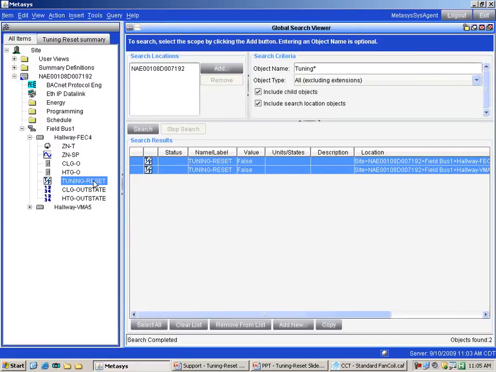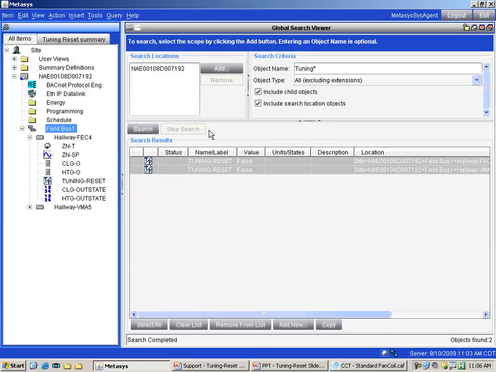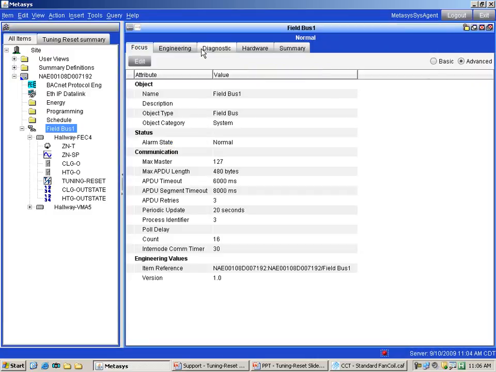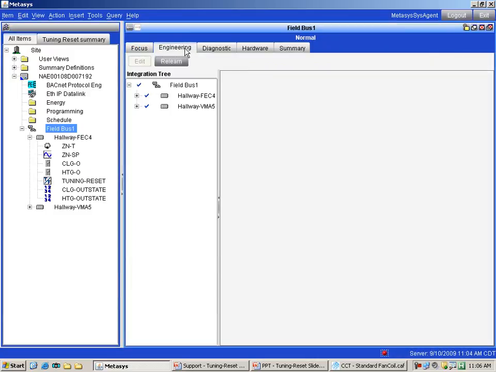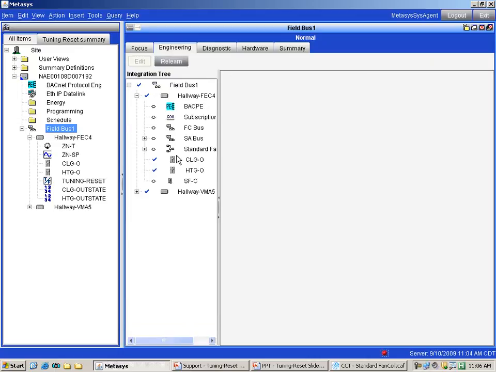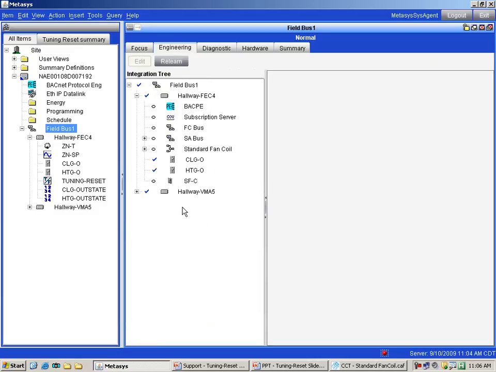Another method would be, if this point is mapped to an NAE, you could also use Mass Edit Live as one of your options for commanding various tuning reset points. If this command is not mapped in, then what you could do is bring over this field bus and go to the Engineering tab. So this would be an option if the tuning reset point is not mapped to the NAE, you could still command it from the Engineering tab.